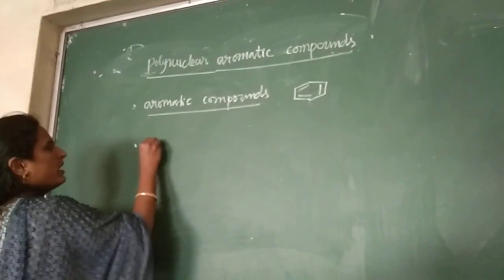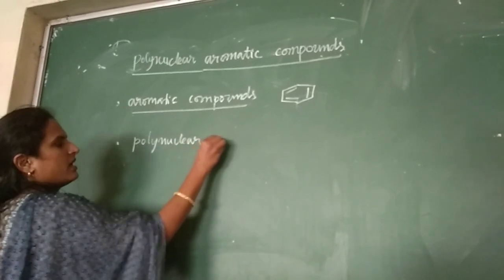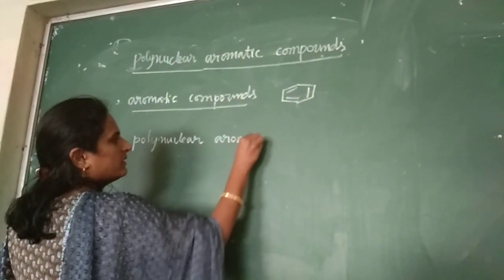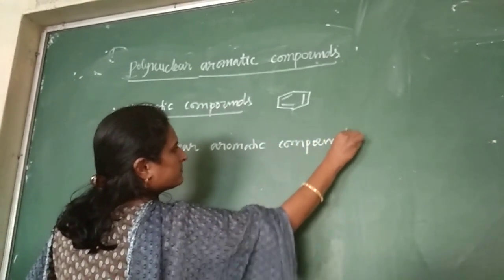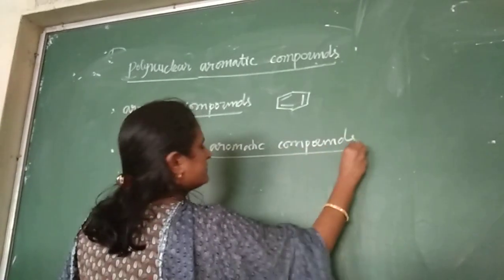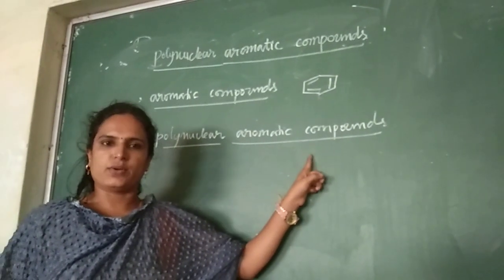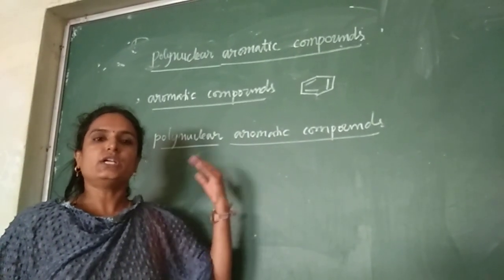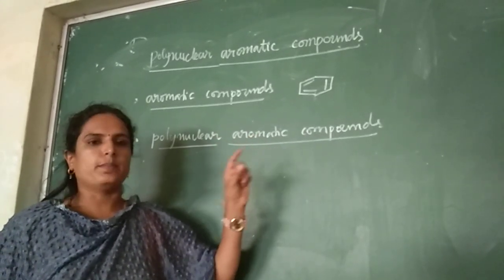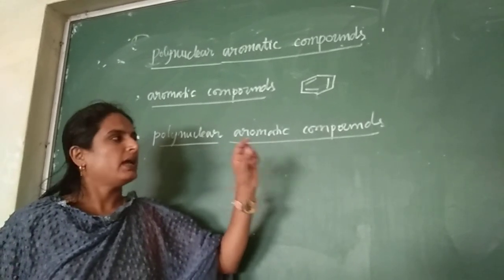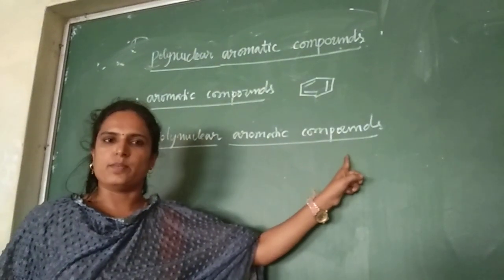The definition of polynuclear aromatic compounds: fused or condensed aromatic hydrocarbons containing more than two rings and having two carbon atoms shared by two or more aromatic rings are called polynuclear aromatic compounds.